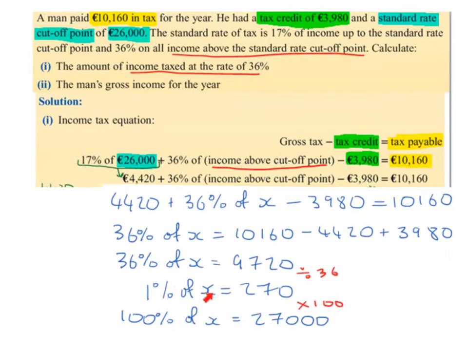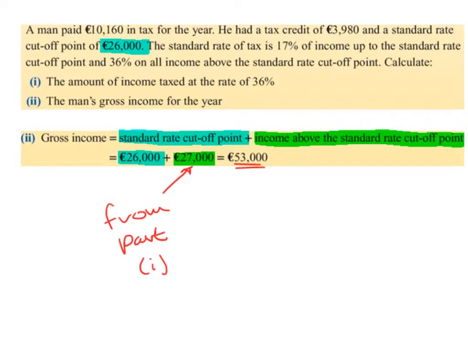So 1% of X is €270, because 9,720 divided by 36 is 270. And then we multiply by 100 to get 100%. So 100% of X is €27,000, because 270 multiplied by 100 is €27,000. So it's the exact same question, just instead of constantly writing income above the cutoff point, I rewrote it as X. Part 2, we want to work out the man's gross income for the year.